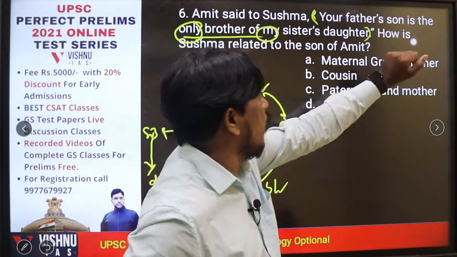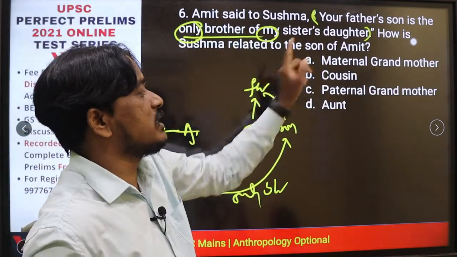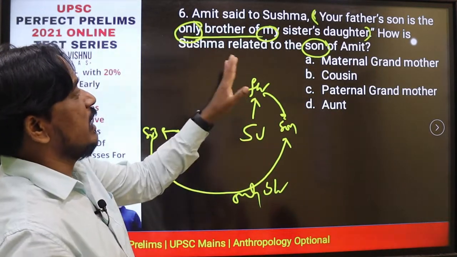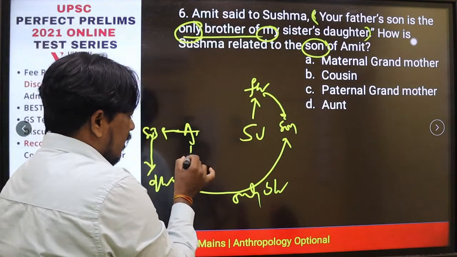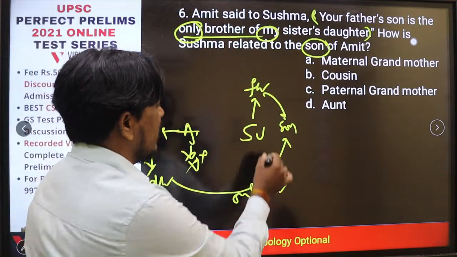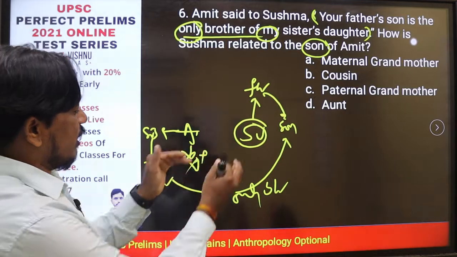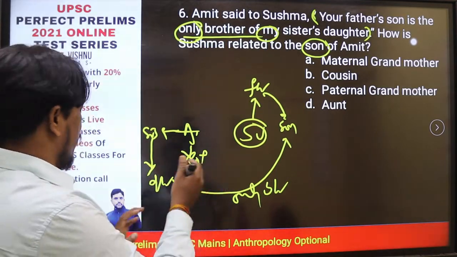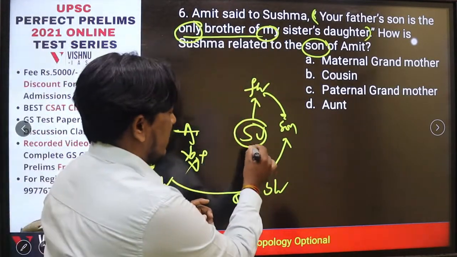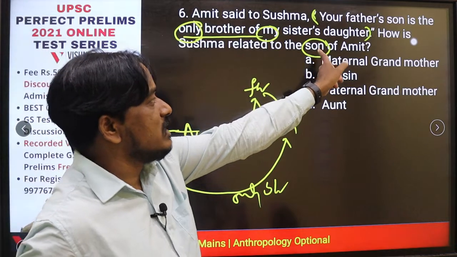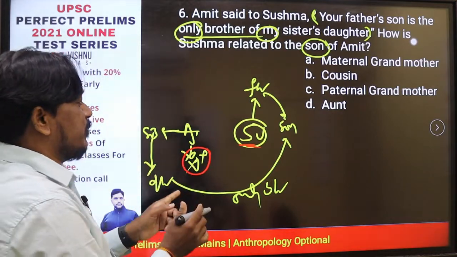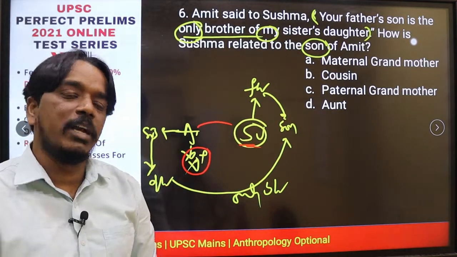But what is the question? How is Sushma related to the son of Amit? If you take Amit's son, they are asking about Amit's son, person X here. How is Sushma related to Amit's son? You have to observe the generation gaps and all these things very properly. We have to focus, otherwise you will get the wrong answers. Son of Amit means Amit's son is there. First find out the relation between Amit and Sushma.